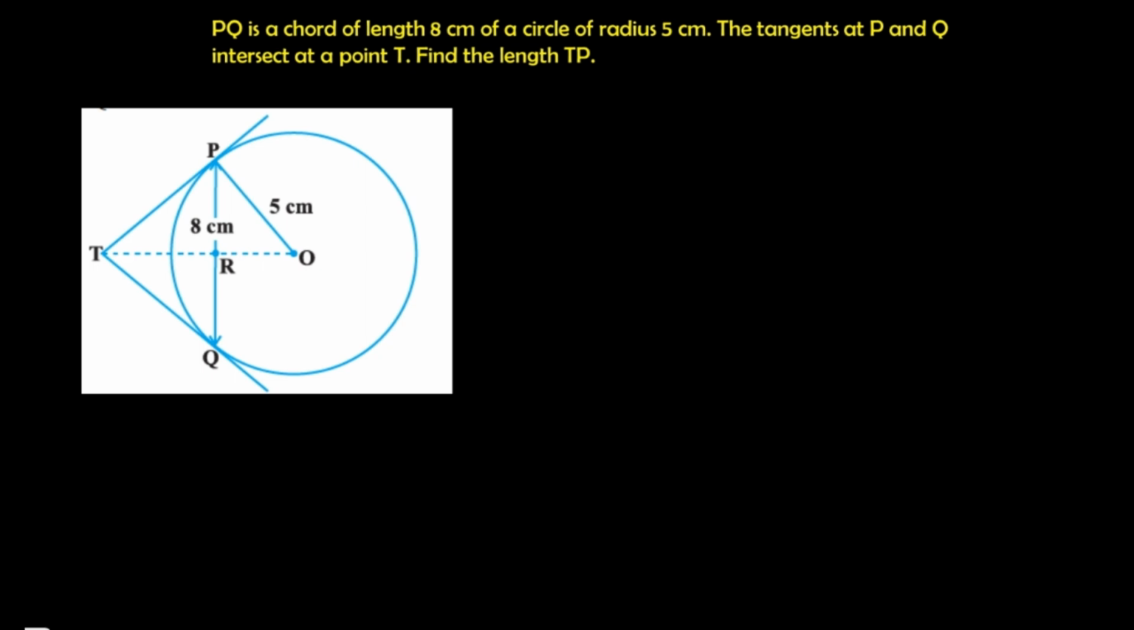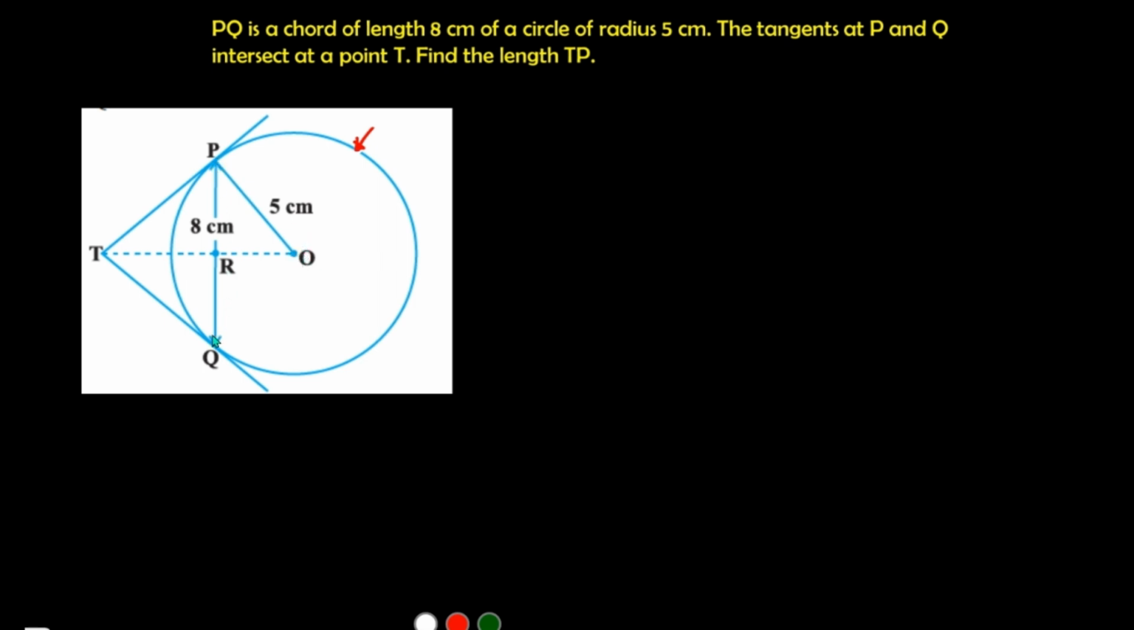So what is it telling here? PQ is the chord of length 8 centimeters of a circle of radius 5 centimeters, okay? So the largest circle, whichever I am showing here, right? So this circle, right? This circle has the radius of 5 centimeters and the chord length.